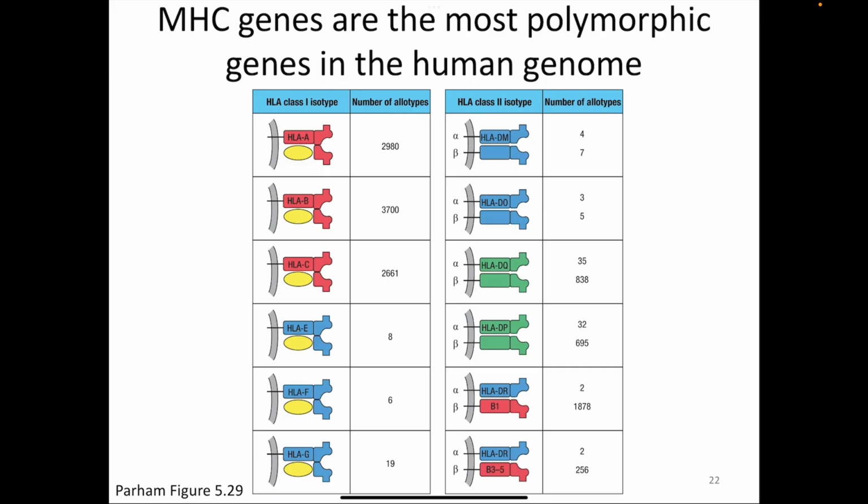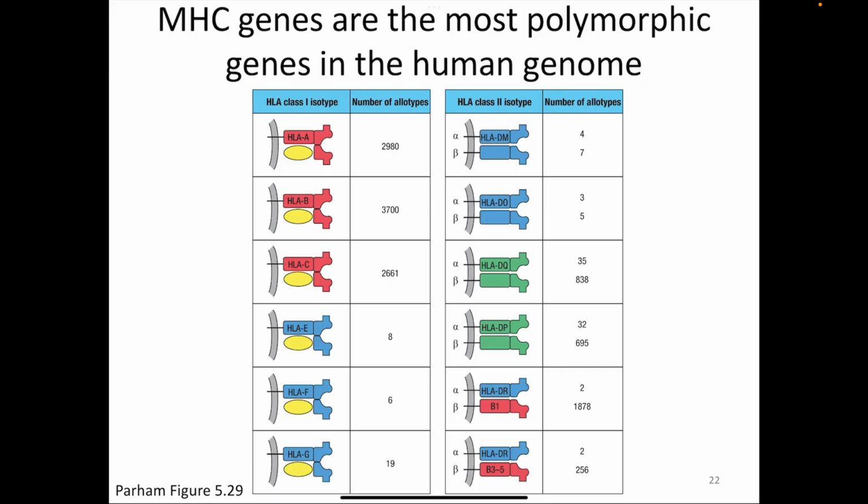For HLA-A, there are 2,980 different versions. Honestly, this textbook is like a 2020-ish textbook, I can't remember. People are discovering new ones all the time. There is actually a website where you can get the most up-to-date number. I don't have it off the top of my head, but every number on here is too low because we've discovered more. So this says 2,980 HLA-As.